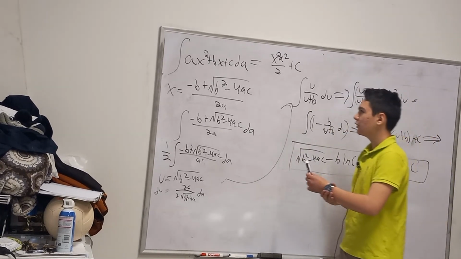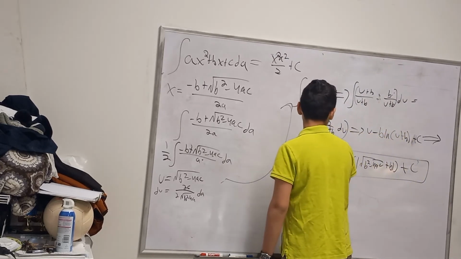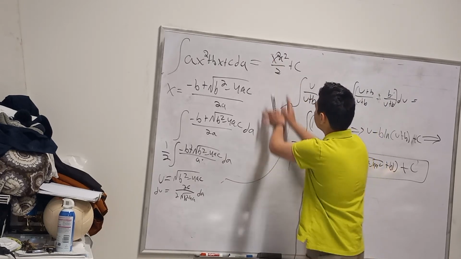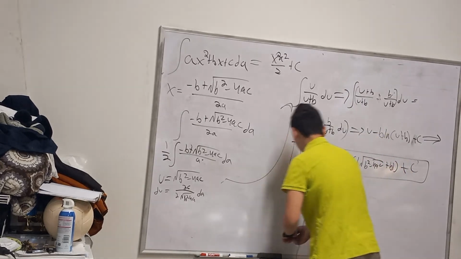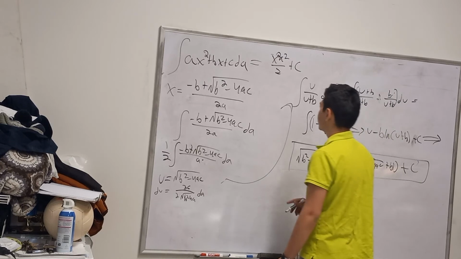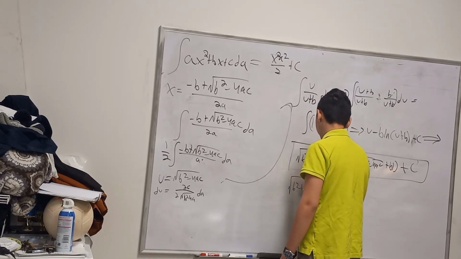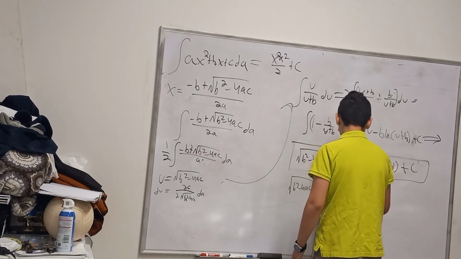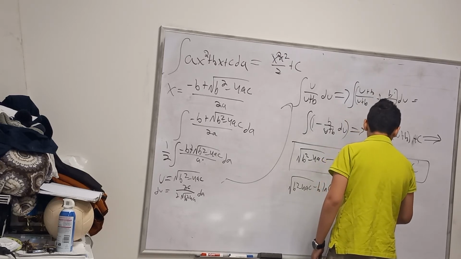That is the integral. Well, actually, you're not done. You may think we're done, but we still remember we have to plug in this solution into here just to make it all together. So we're going to plug in our x. So this is x. So we'll get square root of b squared minus 4ac minus b ln of square root of b squared minus 4ac plus b.